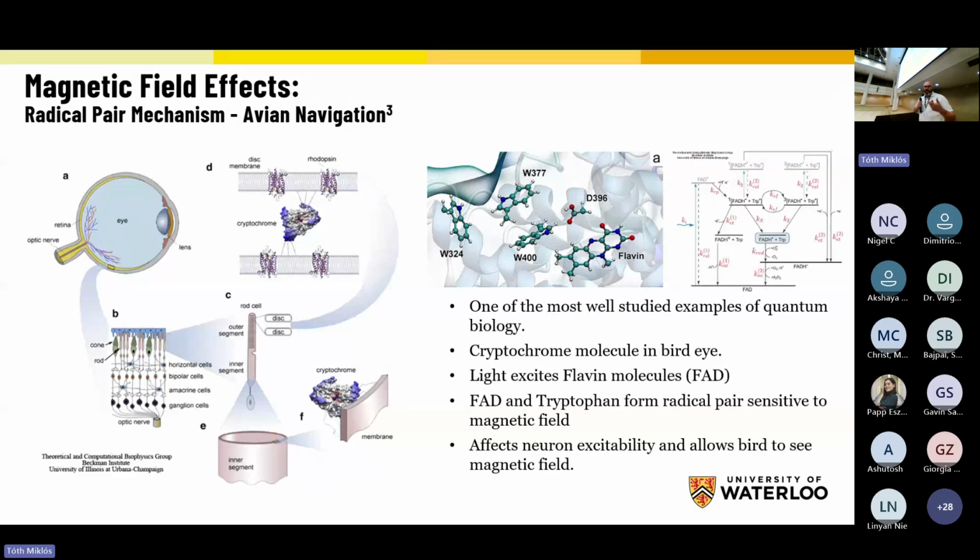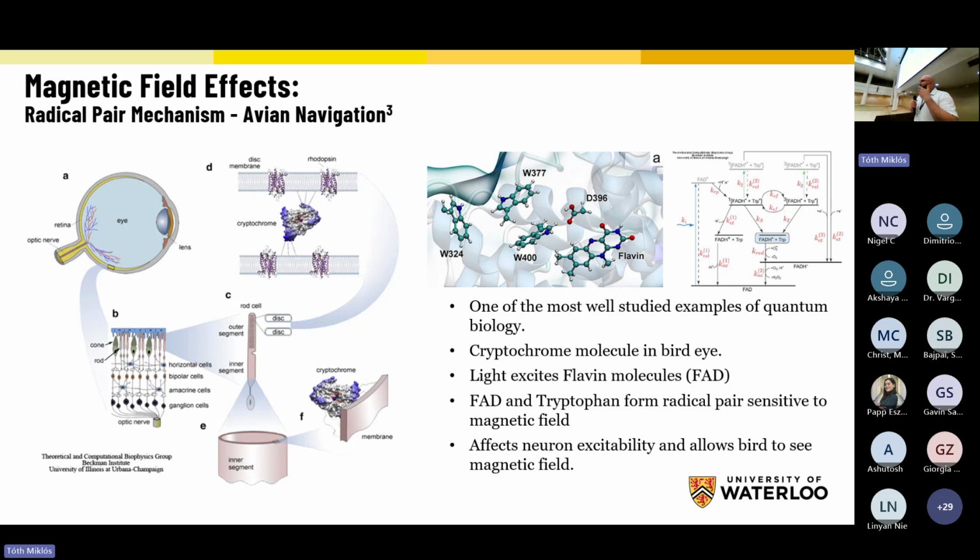And so in the bird's eye, what it was believed in this avian magnetoreception is that within the eye, in the back of the eye, in the retina, there are these rod cells. And in the rod cells, in between the membranes of the rod cells is where this cryptochrome molecule is embedded. And within cryptochrome, you have the flavin based molecule, as well as a chain of tryptophan molecules. And when this is excited with blue light, it forms a radical pair that can become sensitive to this magnetic field.